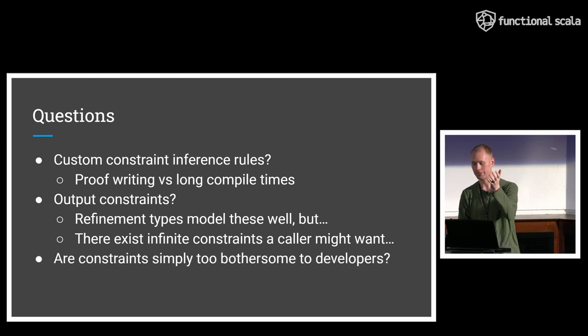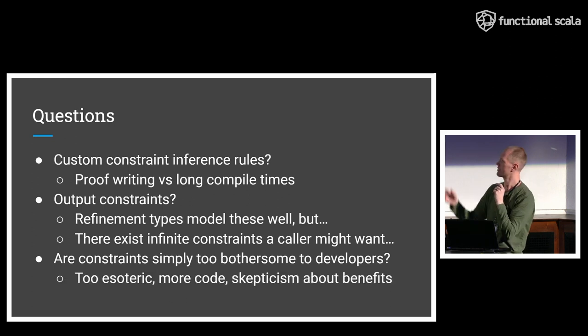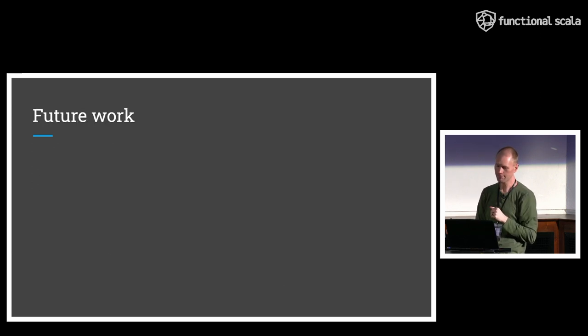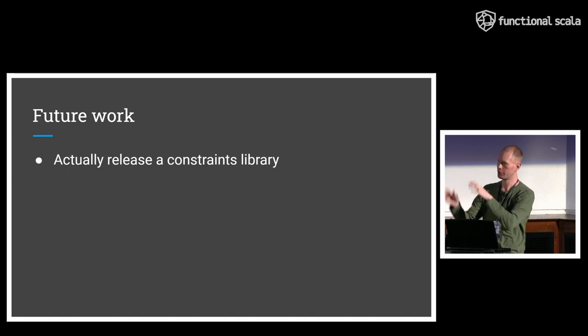And then I just have this question, like, are constraints simply too bothersome for developers? Is what we're doing too esoteric? Is it more code? And then there's just skepticism about whether there are even benefits to things like that. In practice, does this really catch more bugs? So, future work, maybe I'll actually release a constraints library. I've been saying that for a few years, but I might actually do it in the future, TM.